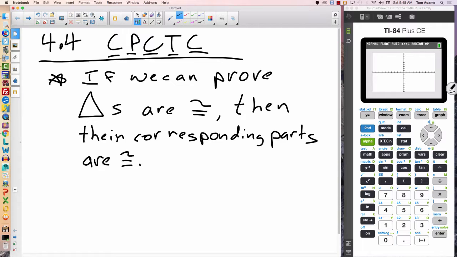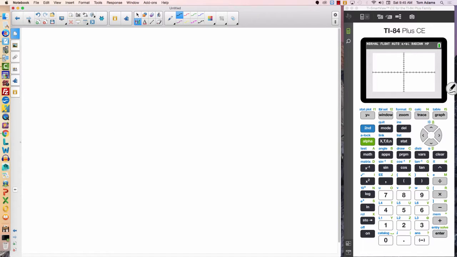CPCTC. And so what we're asked to do in section 4.4 is we're going to be given a bunch of triangles basically, and we have to prove that they're congruent, and if we can prove that they're congruent, then we can prove that their parts are also congruent.